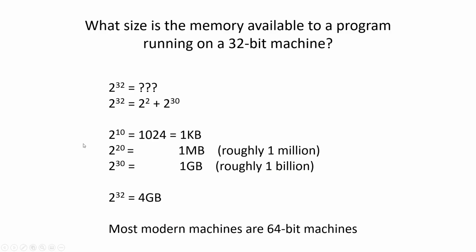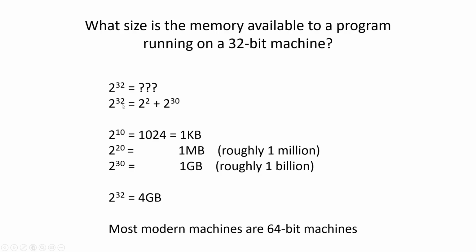Okay, so now let's take a look at a real machine and what we've got available to us. The question I want to look at is how much memory is available to a program running on a 32-bit machine? How many addresses can it actually take advantage of? So the answer is going to be 2 raised to the 32 power. And somewhere around here, I do have a calculator. I don't see it. All right, so we're going to do this the hard way.